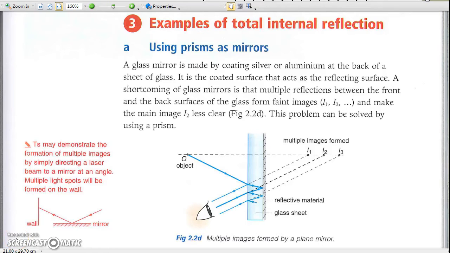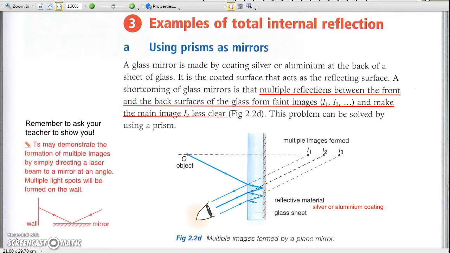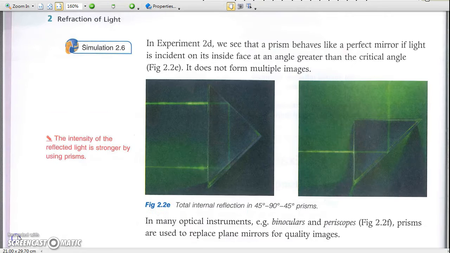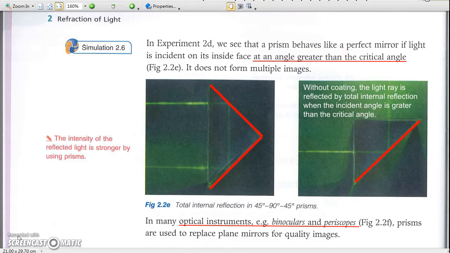3. Examples of total internal reflection. A. Using prisms as mirrors. The multiple reflections of glass mirrors form faint and unclear images. A prism, on the other hand, reflects light by total internal reflection. The image is clearer and brighter, since there are no multiple reflections.